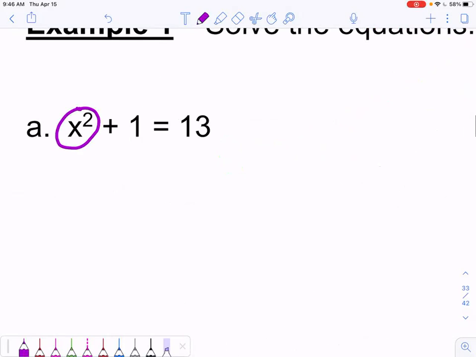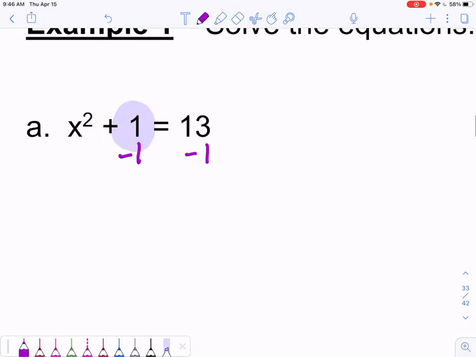What number is next to it right now? A 1. And what are you doing with that 1? Adding it. There you go. So the opposite of addition is subtraction. So this plus 1 right now is with x squared. It's being added. In order to take it to the other side, we have to subtract it.